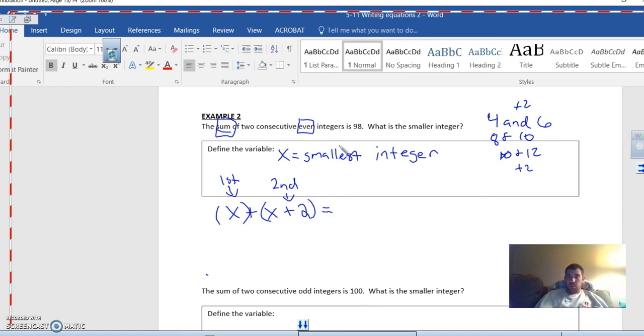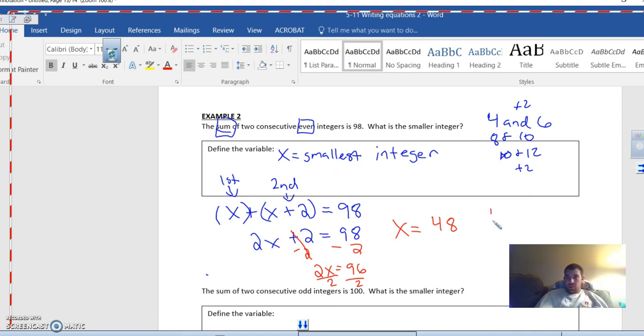Okay, so it has a sum of 98. So x plus x is 2x plus 2 equals 98. So now we solve it pretty easy. Subtract 2. 2x equals 96. Divide. We have x equals 48. So x, the smallest integer, is 48.